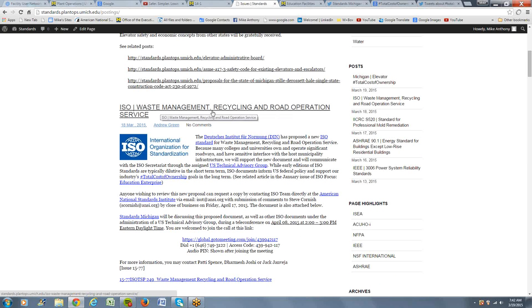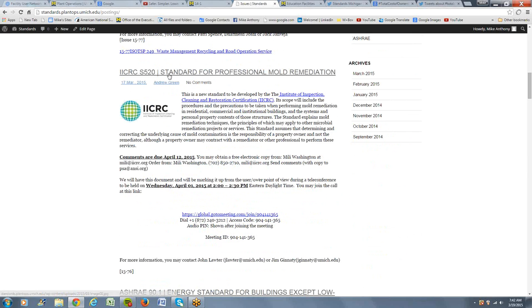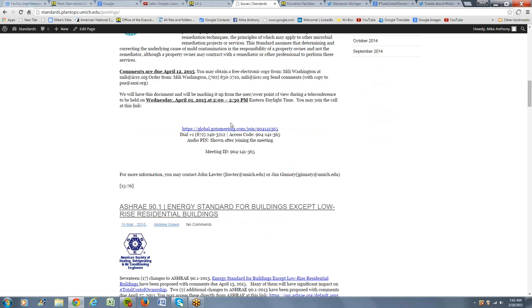Yesterday we dealt with the proposals out there for roadway, I believe it's recycling and road operation. How do you manage waste recycling on roads? This is an ISO standard. We can have a larger discussion about why it's important to follow ISO standards, but that's a different teleconference. Here we're dealing with another ANSI standards developer on mold remediation. I referred this over to our custodial area.